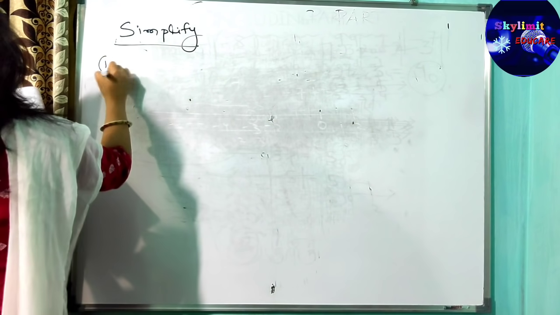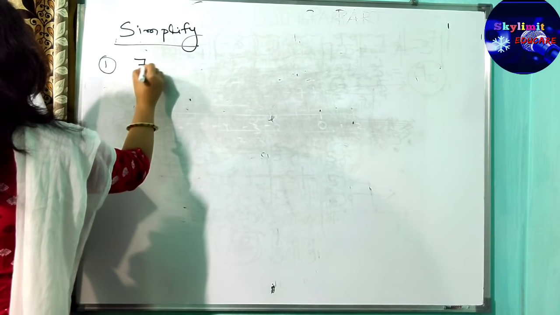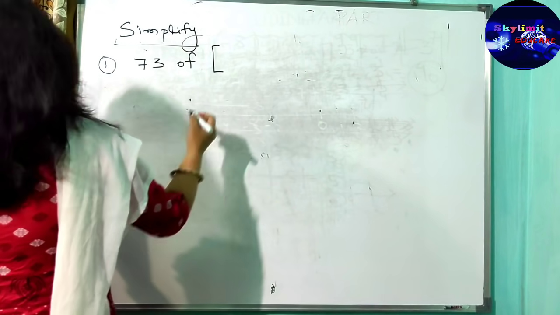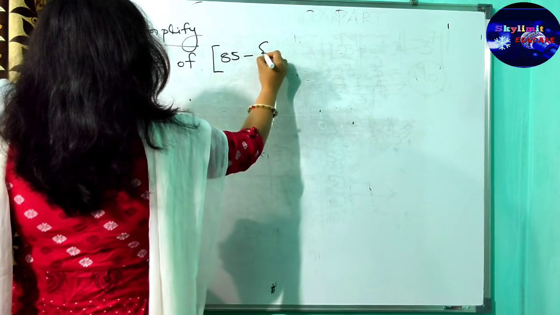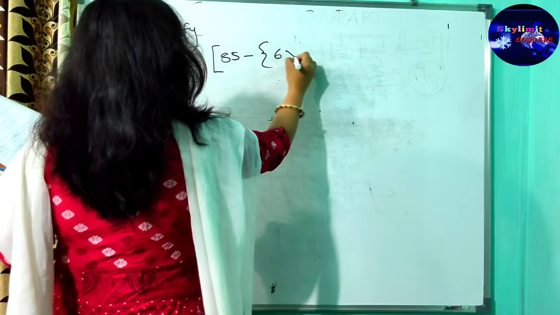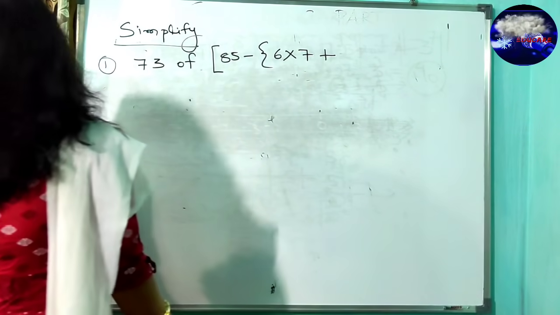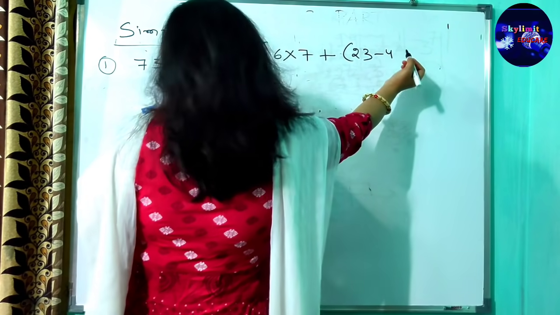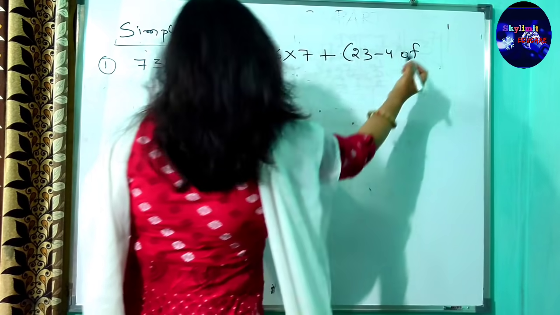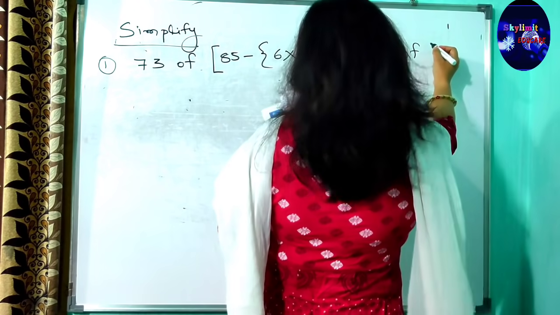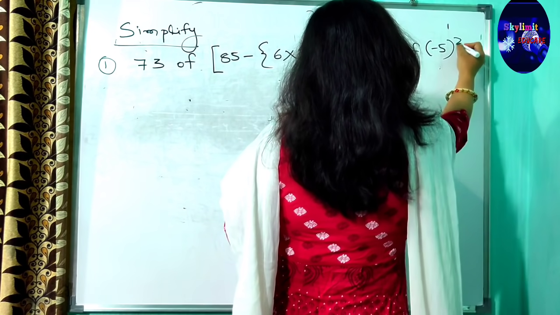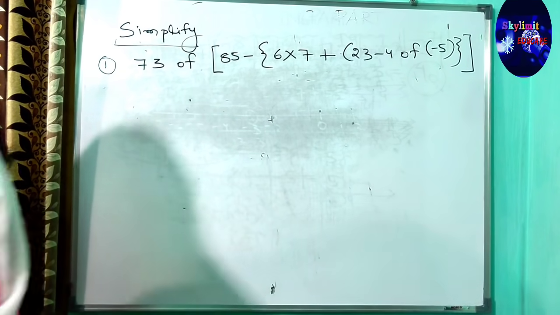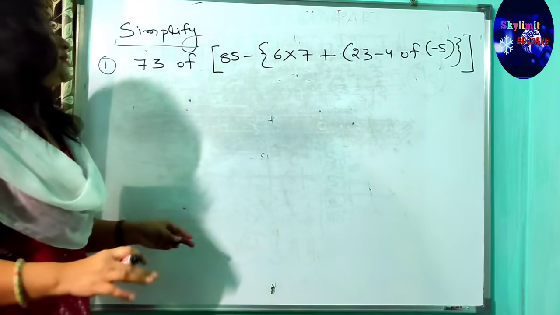Question number 1. 73 of 85 minus 6 multiplied to 7 plus 23 minus 4, 23 minus 4 of minus 5, curly bracket, square bracket. So I do hope that you all know the rule of bracket.